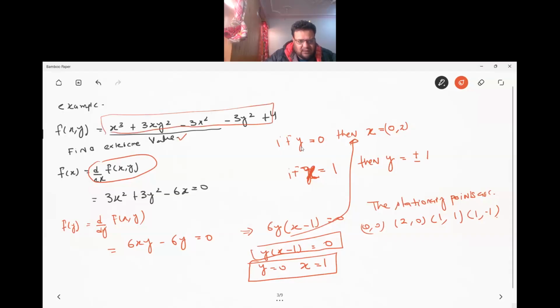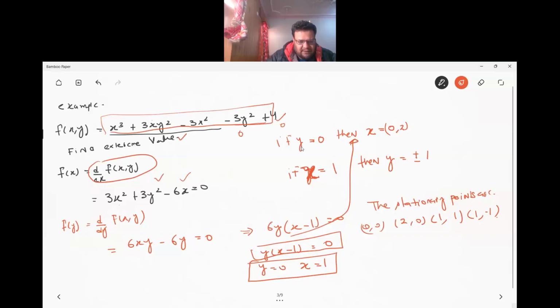So I differentiate it: x cube gives 3x square, for 3xy square, x will go so 3y square remains, for minus 3x square it will come as minus 6x. And this is with respect to x, so this will become 0, and this is a constant value, it will become 0. So I got the f x function as 3x square plus 3y square minus 6x is equal to 0. This was my first function.